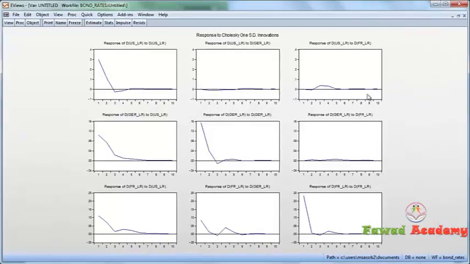Let's have a look at this. One thing I don't quite like about these impulse response functions in EViews is the labeling of the x-axis. It would be better if it were 0, 1, 2, 3, 4, 5 and so forth, but hey, it does most of the work for us. We're not going to complain.